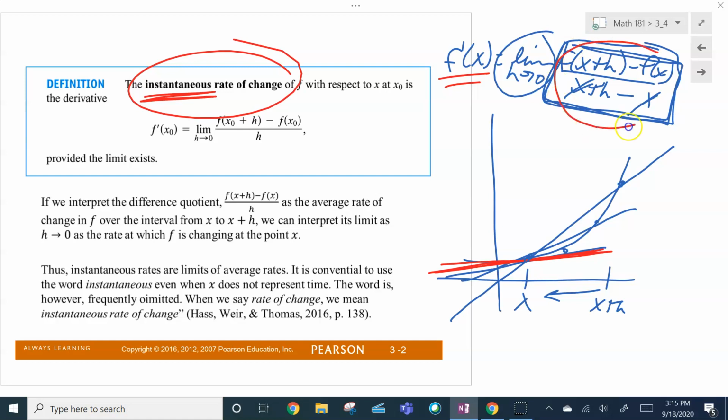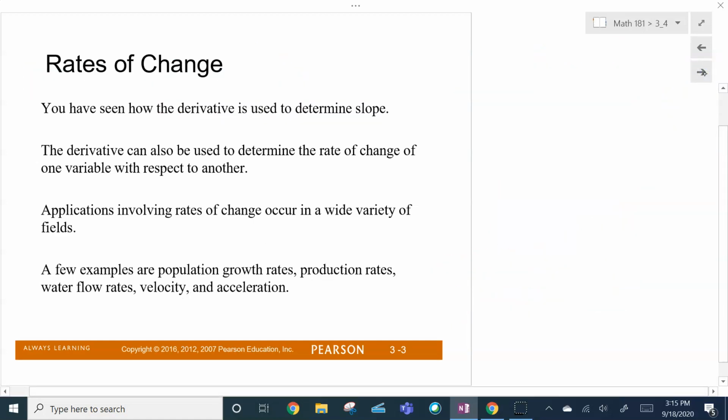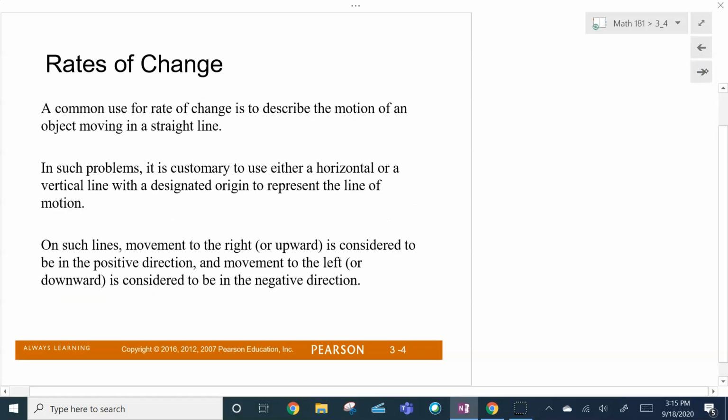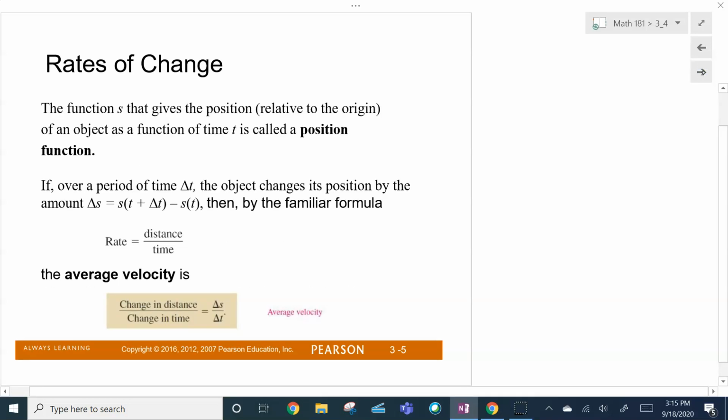So this is our average rate of change part. Once we run the limiting process on that, that'll get us that instantaneous rate of change, the slope of that tangent line. A few examples would be population growth rates, production rates, water flow rates, velocity, acceleration, all that kind of stuff. We're going to be able to work with some of those as well.